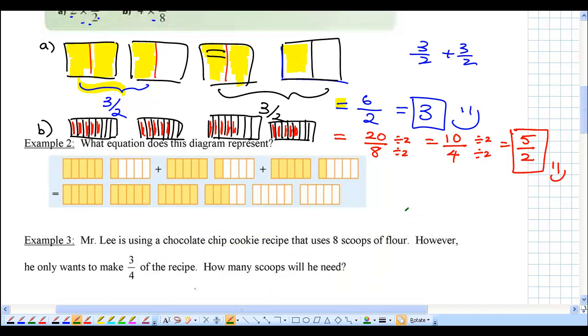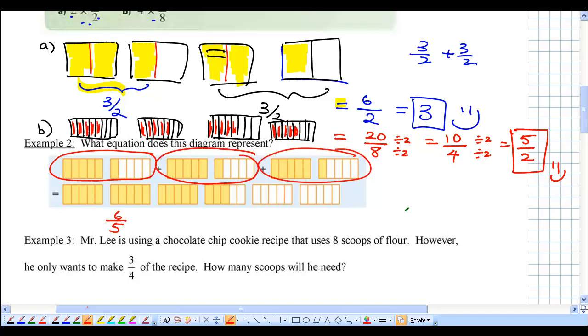Can you tell me what equation this represents? What's going on in this fraction? Can you tell me what this fraction is that I just circled? 6 over 5. Excellent. Now, it looks like I'm doing 6 over 5 plus 6 over 5 plus 6 over 5. So how many of these am I adding together? 3 of them. So that's the same thing as multiplying by 3.